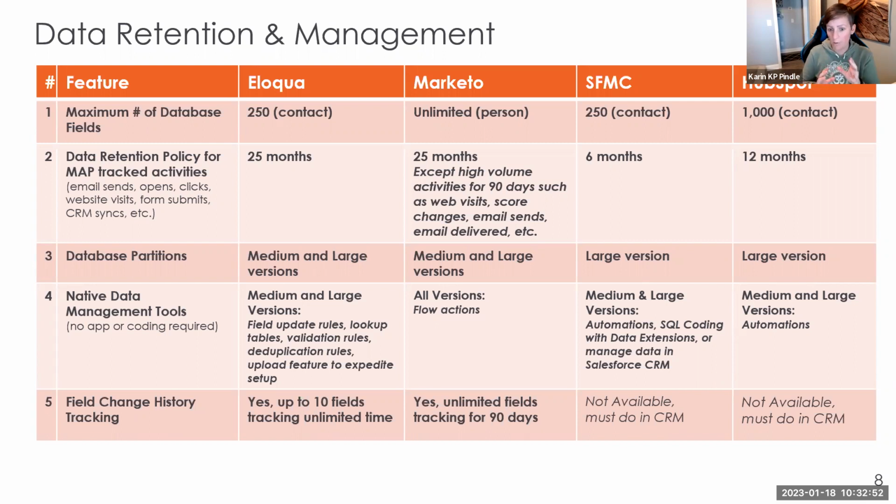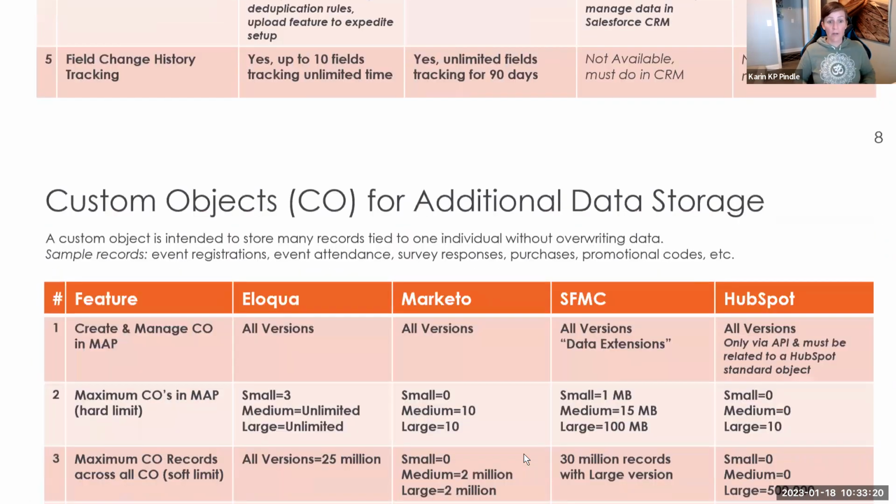Flip-flop that a little bit. With Marketo, you can track as many person fields as you want and the changes in those fields, but it will only retain the changes in those fields for 90 days. So just keep that in mind. It's not unlimited. Salesforce Marketing Cloud and HubSpot do not have this feature in them. They really rely on you using field history tracking in the CRM system, which has been a feature in CRMs for many years.